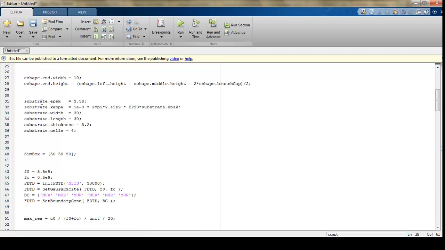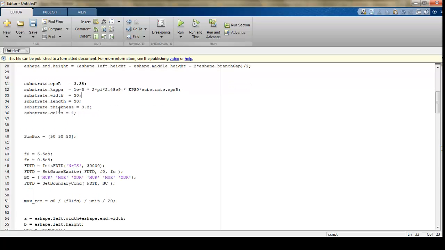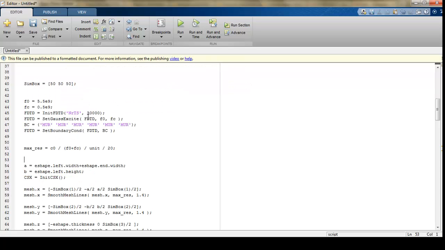The next few lines of code represent the setup for the substrate. For our design, our substrate consisted of 4 cells. The dimensions of our sim box were set up to contain the complete structure of our E-shaped patch antenna.